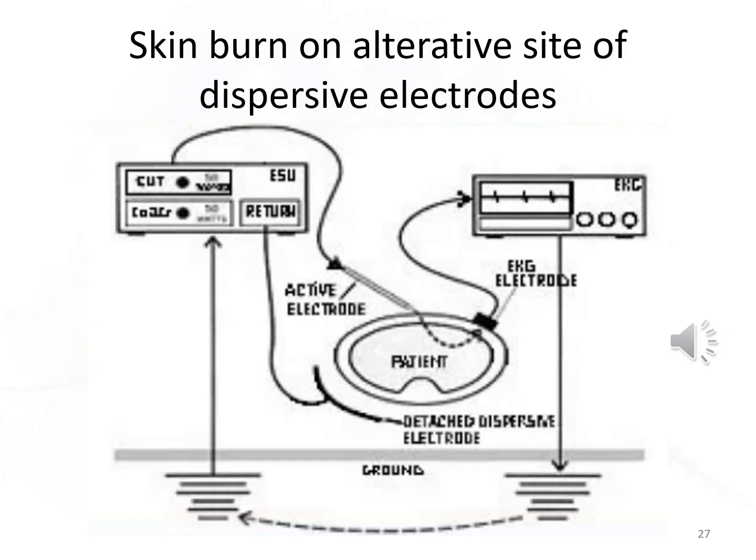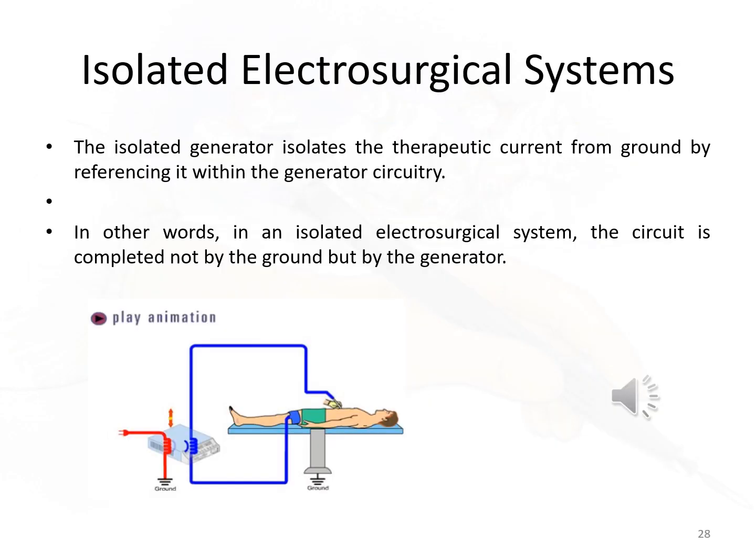The thermal damage at the level of the passive or earthed electrode has nowadays become rare since modern generators use insulated circuits able to continuously monitor the return current. Isolated electrosurgical systems.